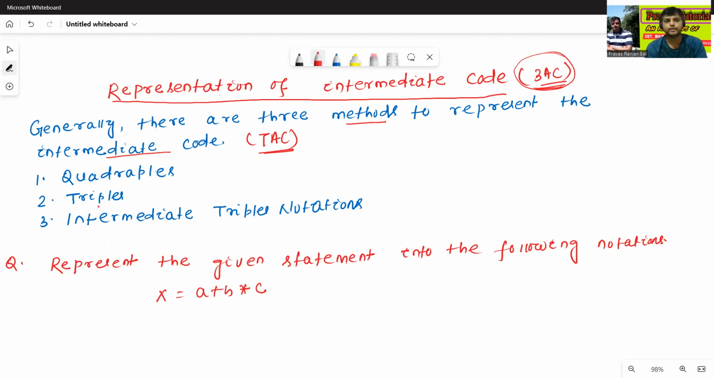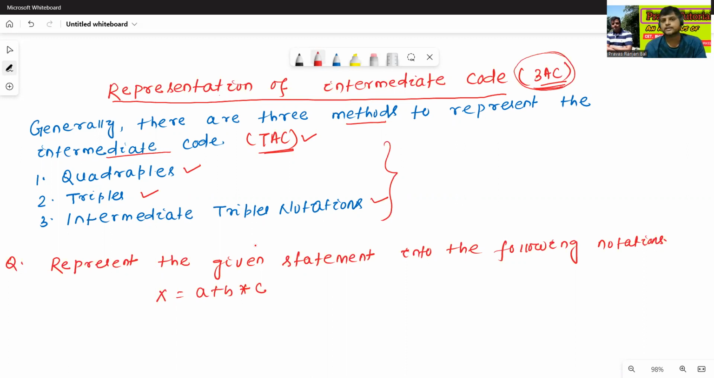Generally, there are three notations we have used to represent the three address code. The first one is quadruples notation. The second one is triples notation. The third one is intermediate triples notation. Generally, there are three methods to represent the three address code, or we can say intermediate code.